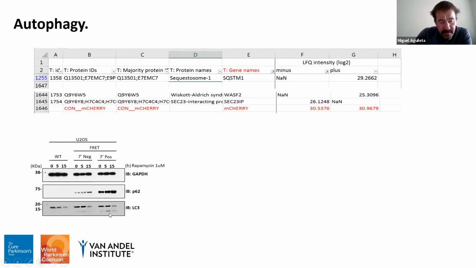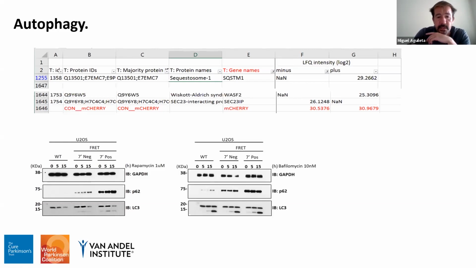And also LC3. So this is suggestive of a defect in autophagy. You can also block autophagy, block the acidification of the lysosome, and check for P62. This time we're seeing P62 in the wild type condition because you're blocking the degradation of P62, but it is still far more increased in the cells with aggregates.